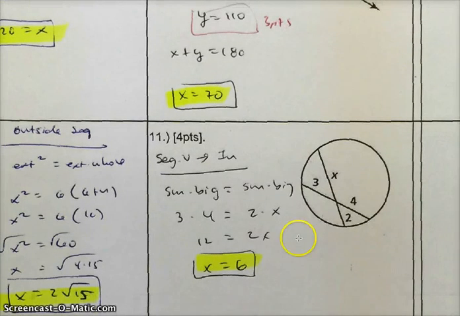Question number 11, two segments that intersect in a circle. Remember, you don't know where center is. So 3 times 4 equals 2 times x, and you'll get x equals 6.